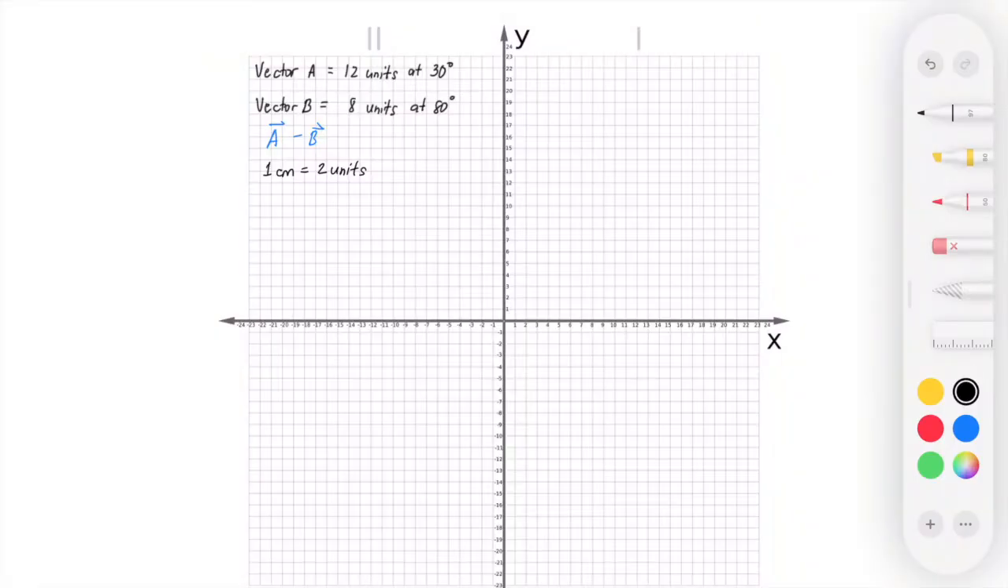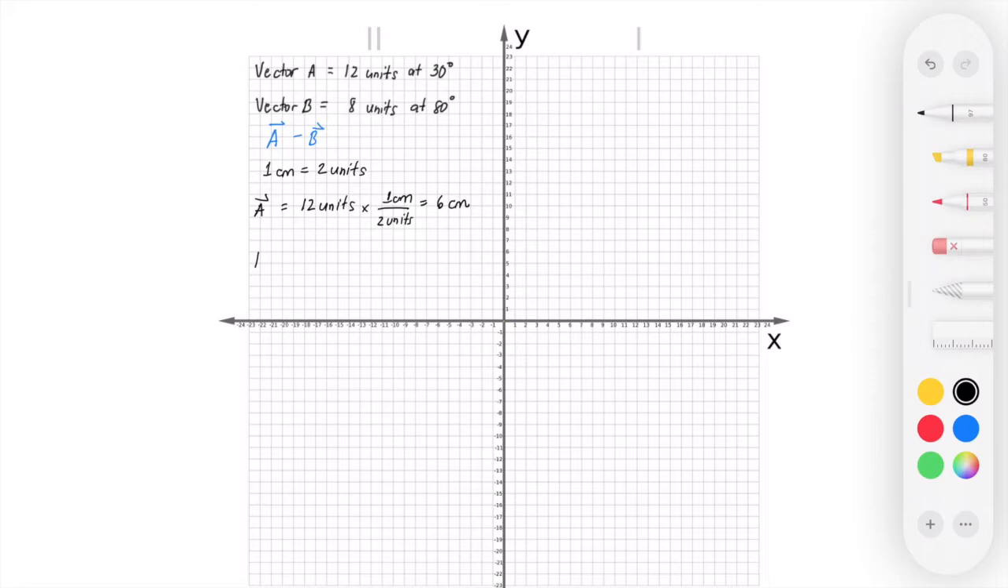Now let's try to have our second case, which is vector A minus vector B, and we're going to represent that with 1 centimeter equals 2 units. So let me start again with the vector A, which is 12 units, that is again divided by 2, and that is 1 centimeter. And so I will represent that with 12 divided by 2, that is 6 centimeters on my ruler.